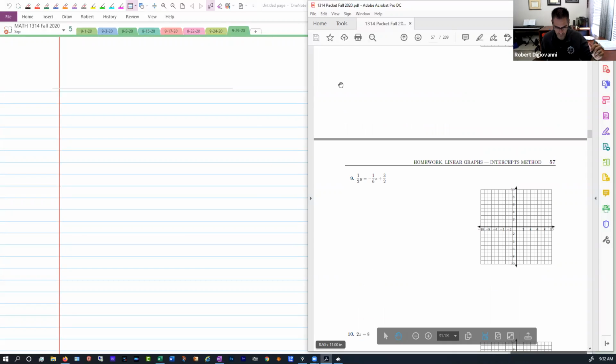Let me move this to a different window so I can see it. So we have 1/2 y equals -1/6 x plus 3/2. And you're asked to sketch this line using, I told you to use whichever method you wanted to. So what method did you want me to do here?